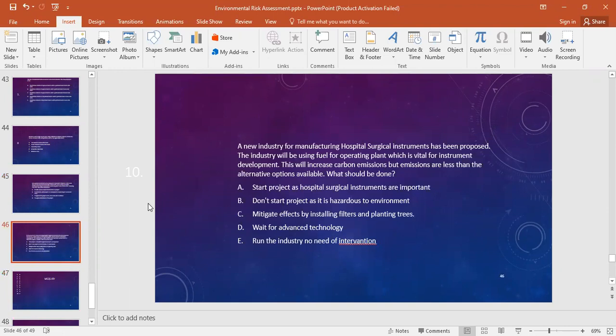A new industry for manufacturing hospital surgical instrument has been proposed. The industry will use fuel for operating plant, which is vital for instrument development. This will increase carbon emission, but emission are less than the alternative options available. What should be done? Start project as hospital surgical instrument are important. Don't start project as it is hazardous to environment. Mitigate effect by installing filter and planting trees. Wait for advanced technology, run the industry, no need of intervention. C. C is the right answer, mitigate effect by installing filter and planting trees.